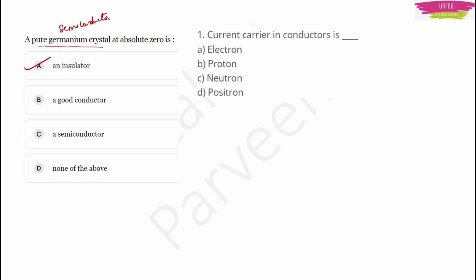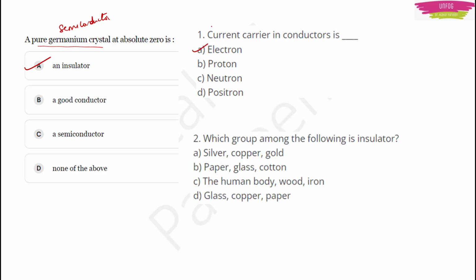Next question. Current carriers in conductors are, obviously, electrons. Which group among the following is an insulator? You see the groups. So the best group I find is paper, glass and cotton. Okay, this is the insulator group.